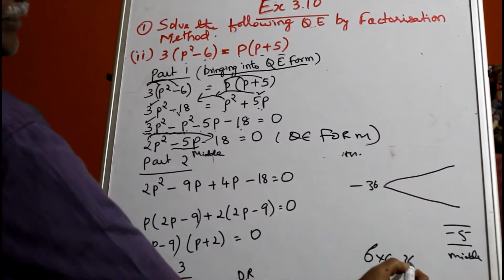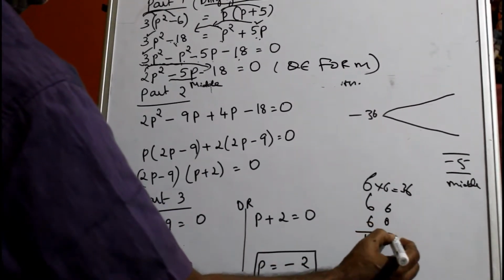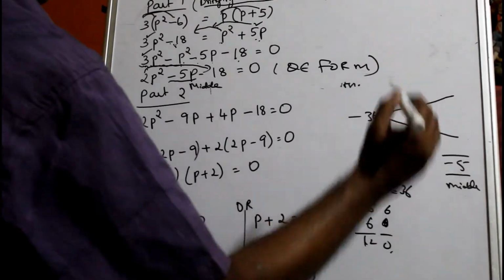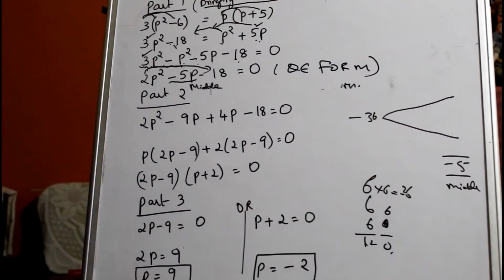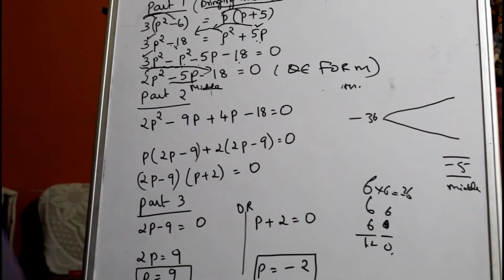But add and see, and subtract and see. 6 plus 6 is what? 12. 6 minus 6 is 0. Both are not coming here. So 6, 6 are 36, so the factors of 36 are 6 and 6. So this factor is not tallying.